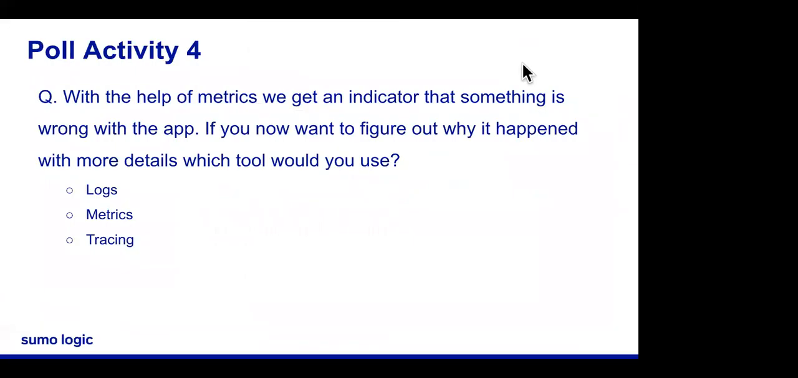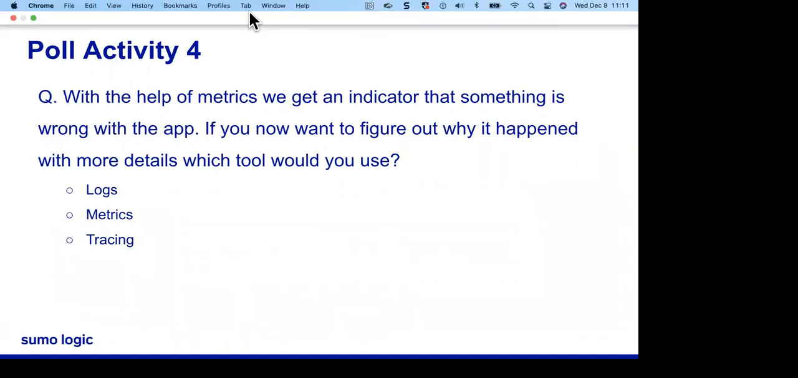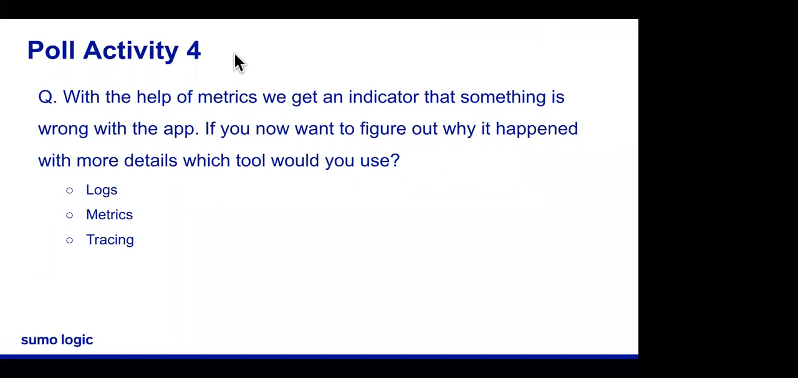With the help of metrics, we get an indicator that something is wrong with the app. Now you want to figure out why, and that's the operative word, why it happened. Which tool would you use? Would you use logs, metrics, or tracing? And hopefully you know that the why is logs. Absolutely correct, Don. That's absolutely right.